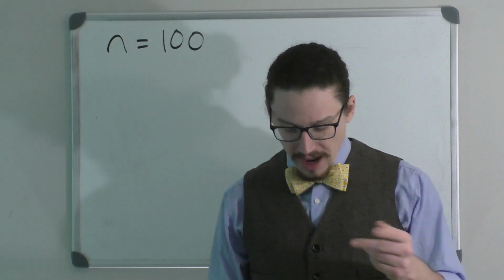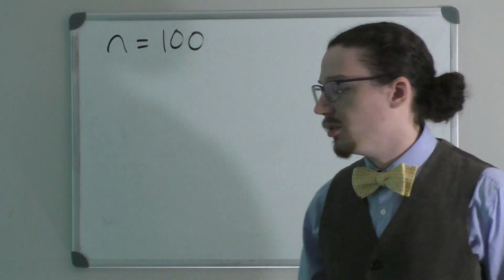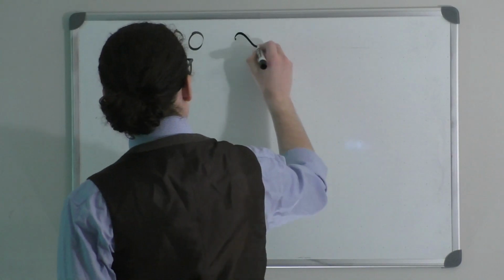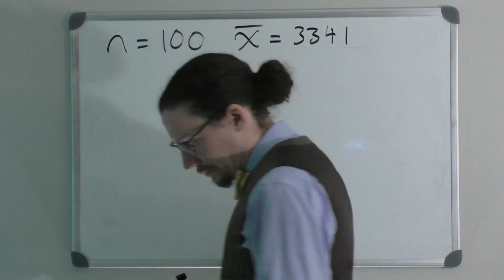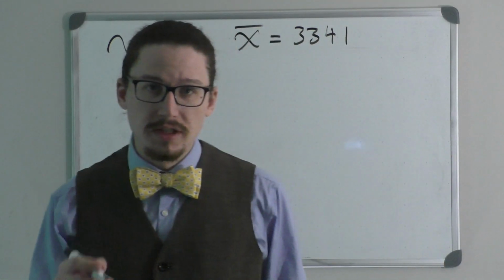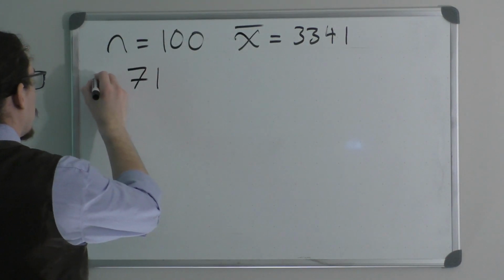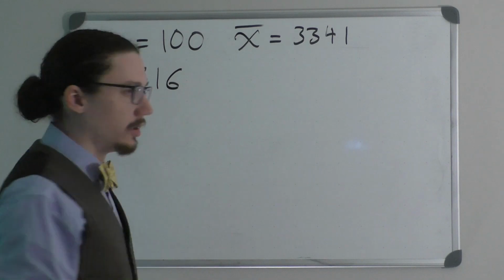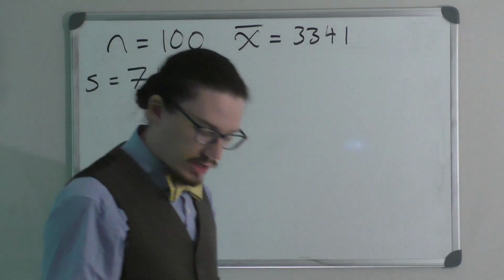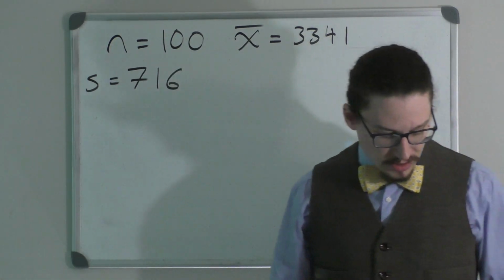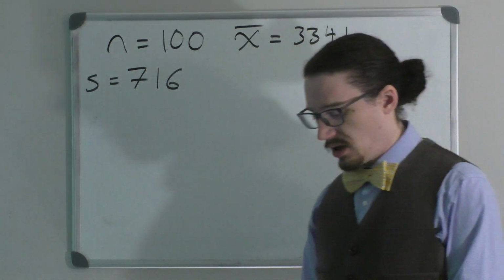And find an average of 3,341 kilopascals. So that's your average, that's your mean. And a standard deviation of 716 kilopascals. So that is your standard deviation, your sample standard deviation, so S. And then we're asked to test the hypothesis at the 95% confidence level.